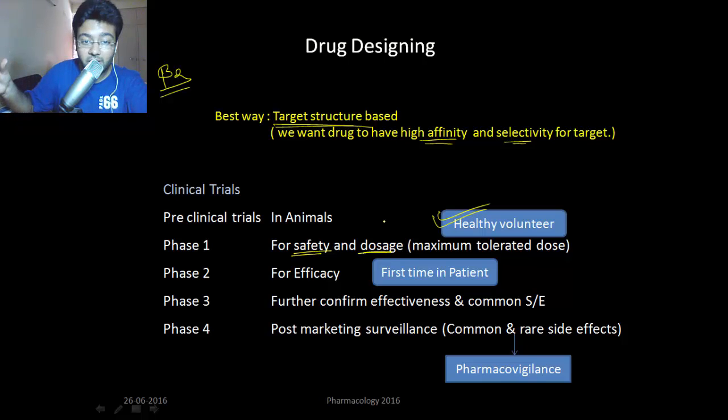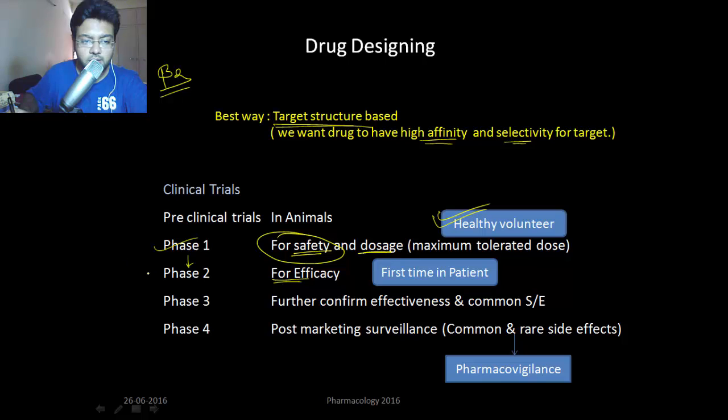Now there are different companies which are carrying out phase 1 clinical trials, and actually they give money to the volunteers who come and give their body for testing, right? Please don't go. What if the answer comes that the drug is not safe? You are in trouble, man. Phase 1 clinical trials: safety and dosage, maximum tolerated dose, right? Now if the drug passes phase 1, it is sent to phase 2 clinical trial for efficacy, right? Its effectivity in the patients.